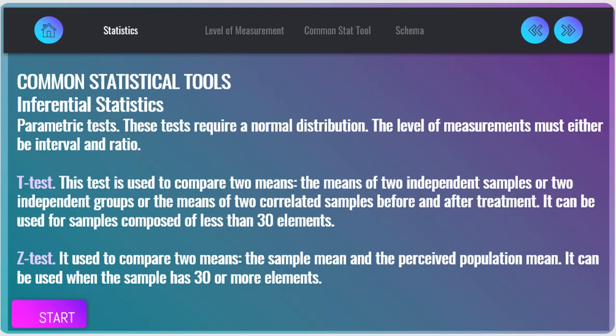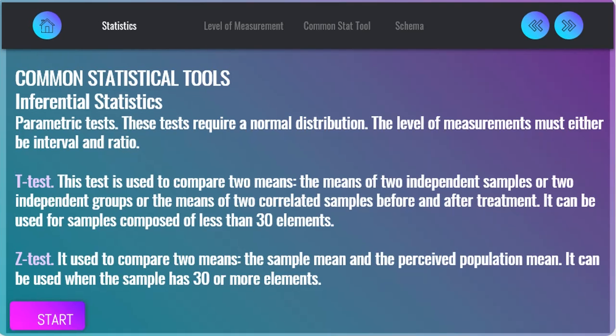Inferential statistics is divided into two categories of tests. We have the parametric tests and non-parametric tests. Okay, first let's discuss the parametric tests. Parametric tests are tests that require a normal distribution. The level of measurement must either be interval or ratio.